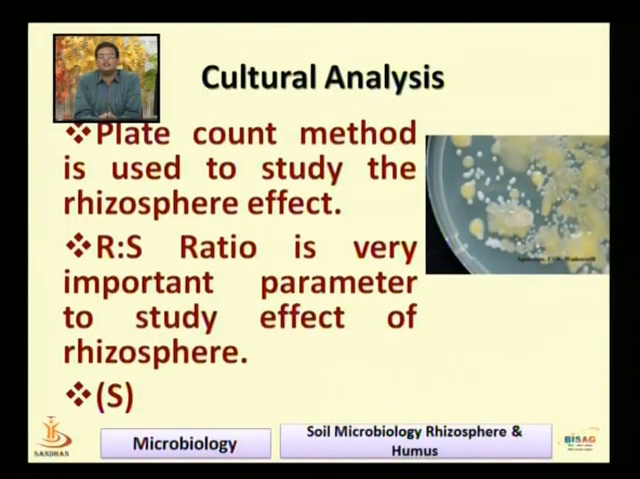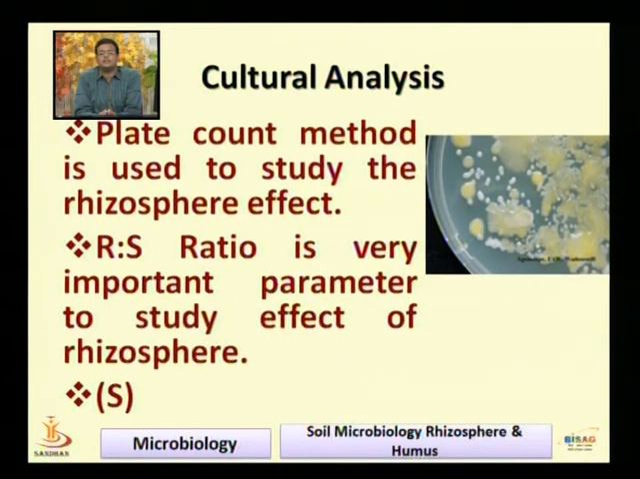How to do cultural analysis of this rhizospheric region? The second method is cultural analysis, in which plate count is a very common method. Plate count is as good as our viable count technique. Here SPA medium can be used, that is standard plate count agar, or if it is not available, then we may go for our usual nutrient agar, which can also be used.